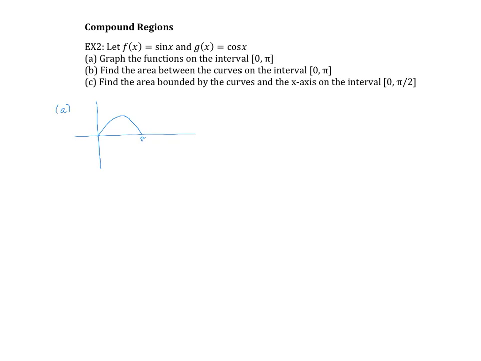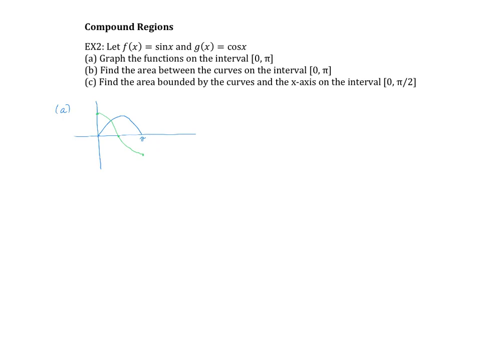But our cosine function starts at 1. At pi over 2, it's 0, and then at pi, it's negative 1. So it starts high, and then it goes low. So there's my graph, and it's just a sketch. I want to find the area between the curves on the interval from 0 to pi.